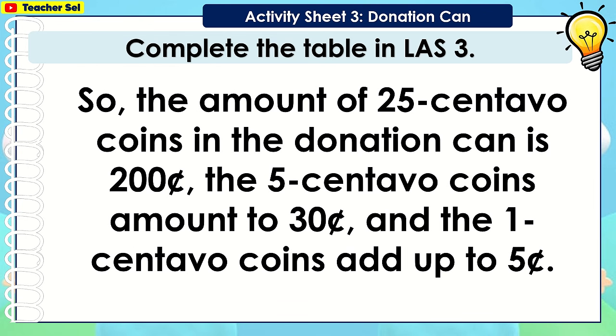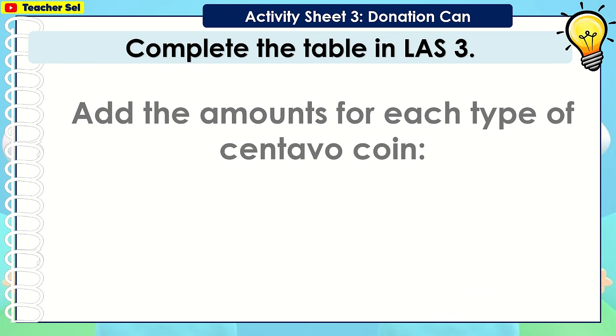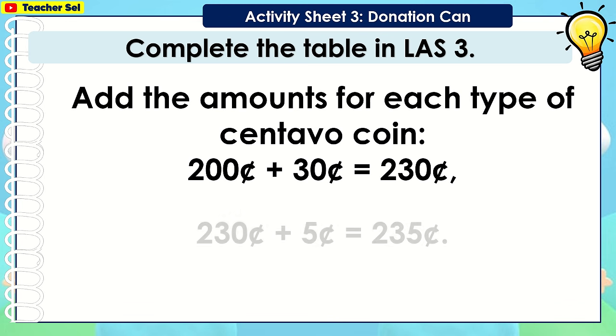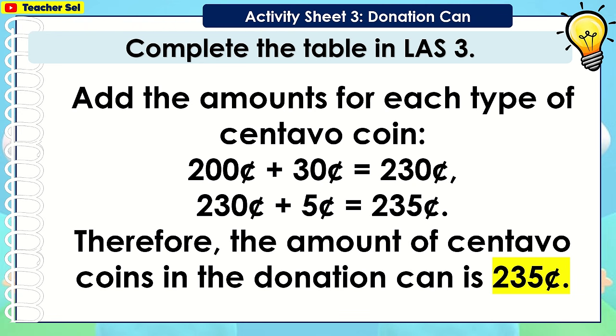So the amount of 25 centavo coins in the donation can is 200 centavos. The 5 centavo coins amount to 30 centavos, and the 1 centavo coins add up to 5 centavos. Add the amounts for each type of centavo coin. Therefore, the amount of centavo coins in the donation can is 235 centavos.